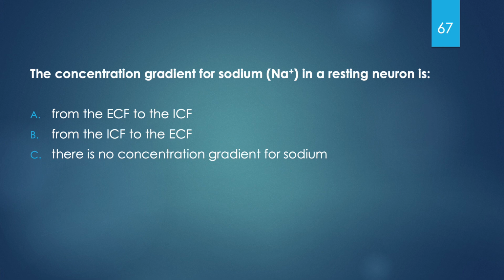So if we think back to how an action potential is generated, we know that when the sodium ion channels open, we have a rapid depolarization as the sodium rushes into the cell. So when we think about that, that means if the sodium is rushing in, it's seeking to eliminate that concentration gradient, right? So we know that that means there is more sodium on the outside of the cell than there is on the inside of the cell. So the answer is A, from the extracellular fluid to the intracellular fluid.